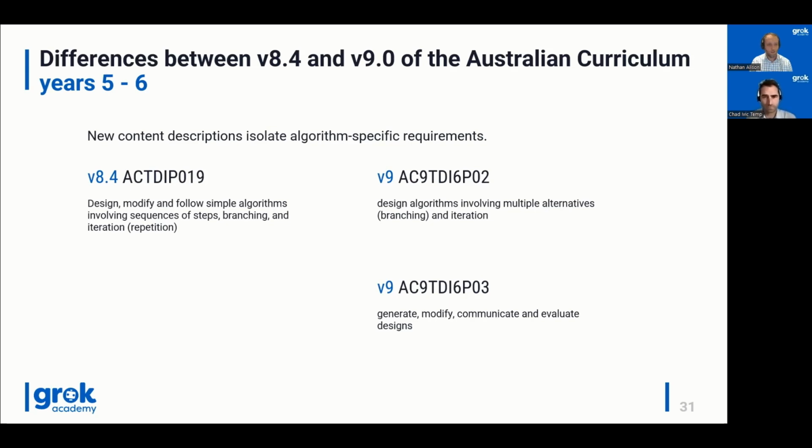So you can see that the original version 8.4 content description on the left has a lot more in it than the one on the right, which is just saying design algorithms involving multiple alternatives, which is branching, and iteration. A lot of the other terminology and content has been moved into a different content descriptor about implementation. Also, the one below there, once again, looks at designs. It's still part of that generating and designing, but the one at the top right really is the one that's relevant to algorithms there.